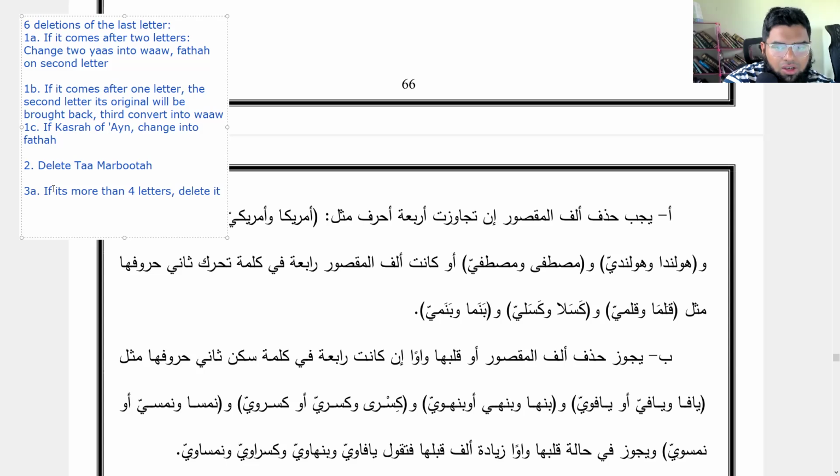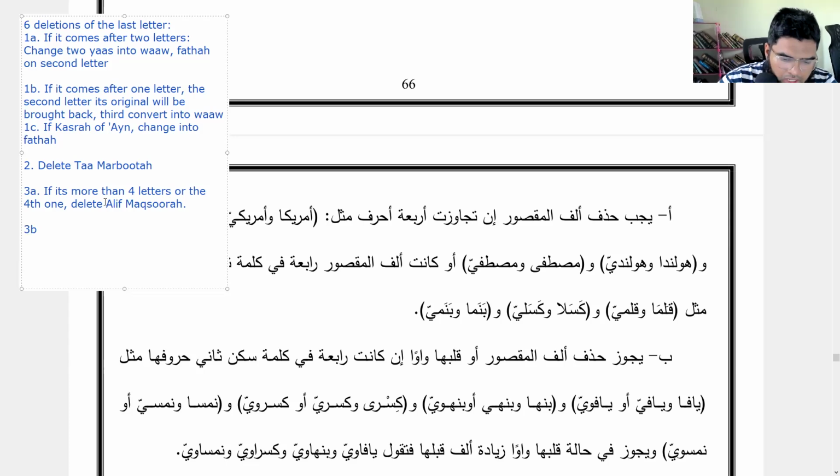There's nothing weird here, no? More than 4 letters or 3 also, no? 4 letters or the 4th one. I mean, everything comes here. So you could say 4th of the 4, more than 4, kind of. Fine. Delete what? Delete Alif Maqsoorah. Delete Alif Maqsoorah. Then 3B.